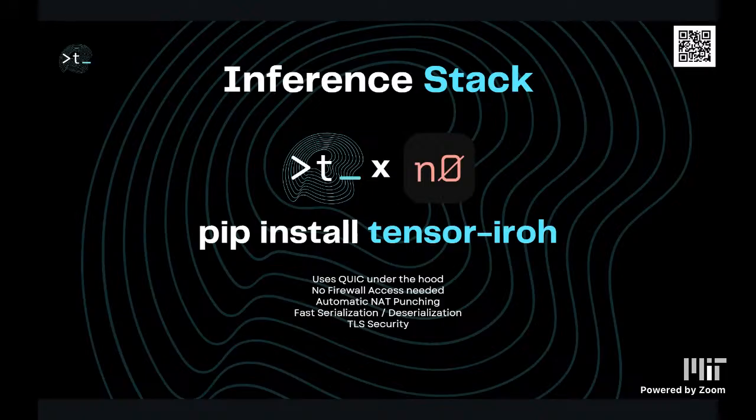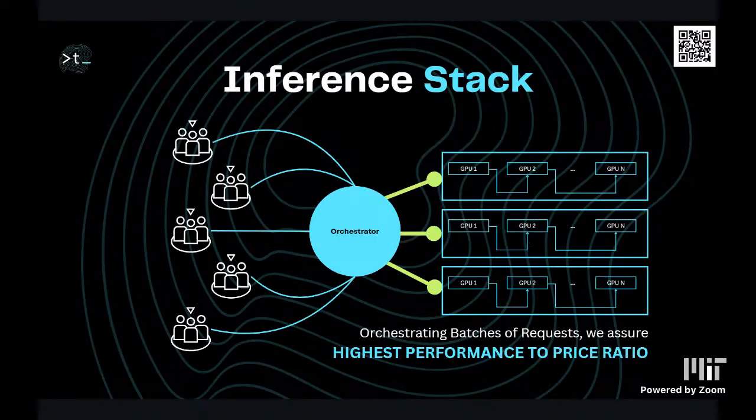In fact, the code is open source as well. It's written in Rust, and you can actually install it through pip install TensorIO. That's our Python bindings, and you can try using that inside your Python code as well. Yeah, so overall, this is the big picture that we're trying to portray here.